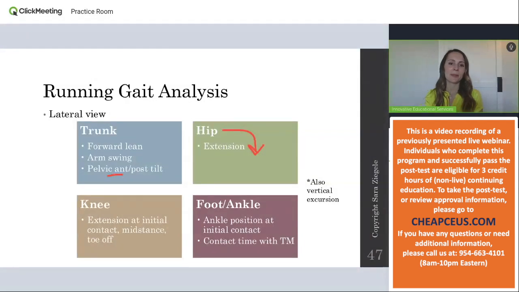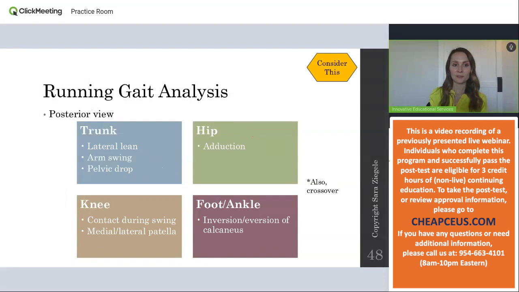With the foot and ankle, we're looking at the ankle position at initial contact. So this is from the lateral view, really our foot strike pattern. So heel, rear foot, midfoot, or a toe runner, toe strike. And then if we're looking at contact time with the treadmill, we can look at it in this view as well.